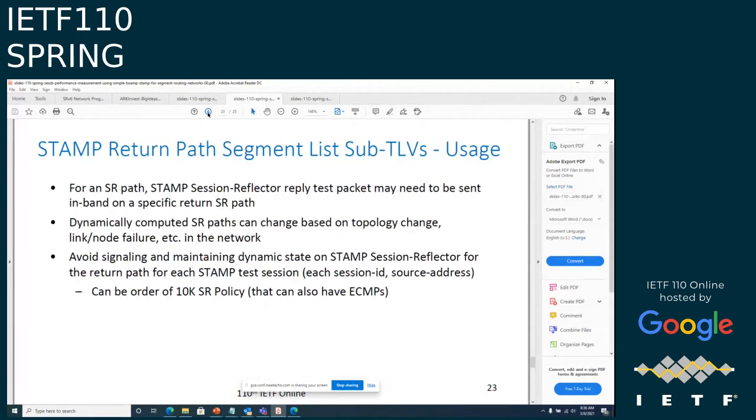There are return path segment list TLVs for SR-MPLS and SRv6 and the binding SID as well. So for SR, paths are computed dynamically and topology can change. And the goal is, as mentioned, to avoid the dynamic signaling and maintaining the states on the reflector, which could be tens or thousands of test sessions. So the return path information is carried in the packet itself by the sender. The next slide, please.